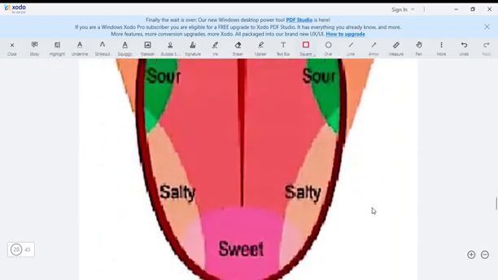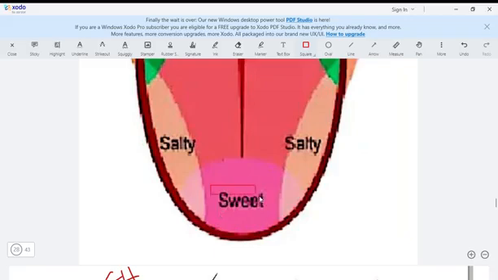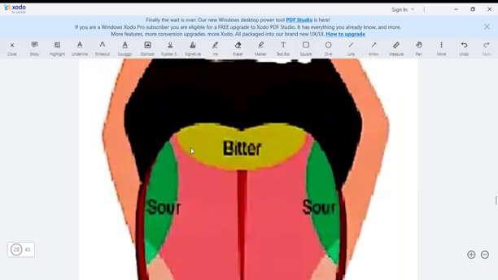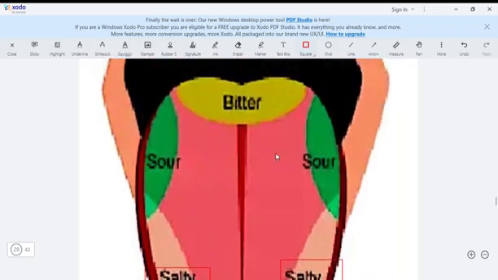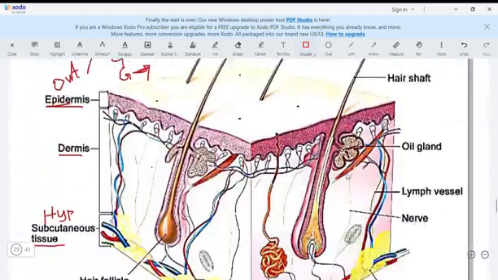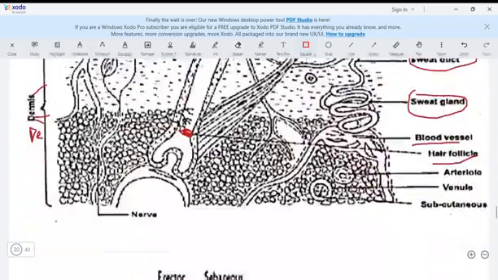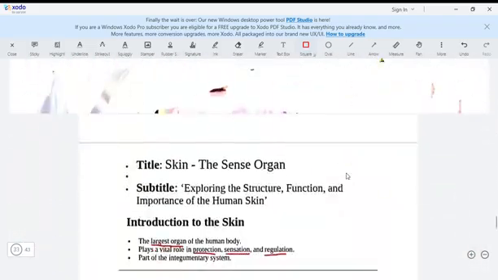So you can see the parts. This is the sweetness at the tip, and this is the bitterness at the back of the tongue. Then we also have the salty, that's the one by the side but towards the front. Then the sour taste, that's also by the side but towards the back. So that is how the tongue functions.